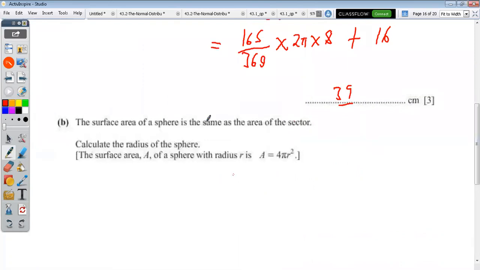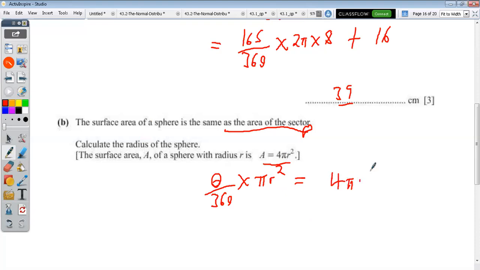The area of the sphere is the same as the area of what? Of the sector. The area of the sector is given by theta over 360 multiplied by pi r squared. It's a fraction of the circle multiplied by pi r squared. Are we together? Yes, sir. Now, it's equal to what? The surface area is equal to this. What is the surface area we are given there? It's 4 pi r squared. Calculate the radius of the sphere.